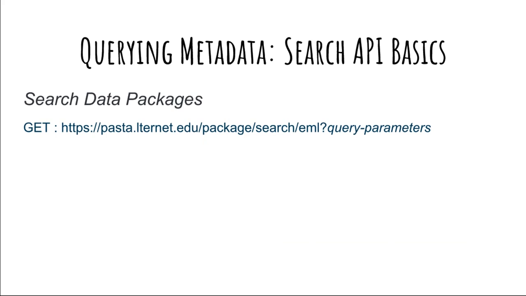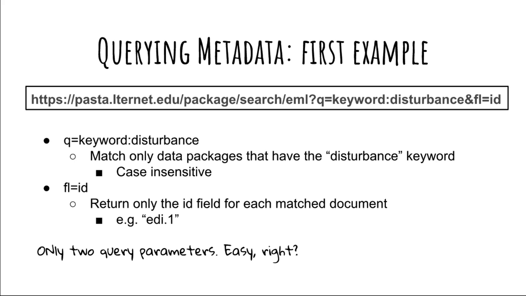Here's the basic API. We make a HTTP GET request, and it's always to the same URL. In fact, if you wanted to start typing this into your browser, you could try out a few examples as we go along here. https://pasta.lteearnet.edu/package/search/eml. The important part of the query is everything that comes after the question mark, the query parameters, and that's the thing we will vary from one request to another. So let's start with a first example, a fairly simple one.